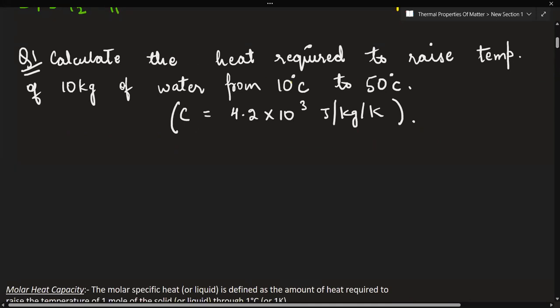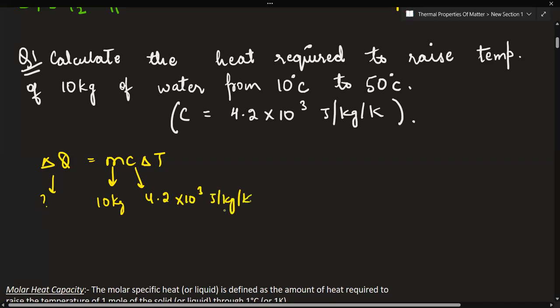Now see, calculate the heat required to raise temperature of 10 kg of water from 10 degree Celsius to 50 degree Celsius. And specific heat capacity is provided to us. So we have to find out the heat required. That is delta Q is equal to MC delta T. So Q we have to calculate. Mass is given as 10 kg. C is given as 4.2 into 10 to the power 3 joules per kg per Kelvin.